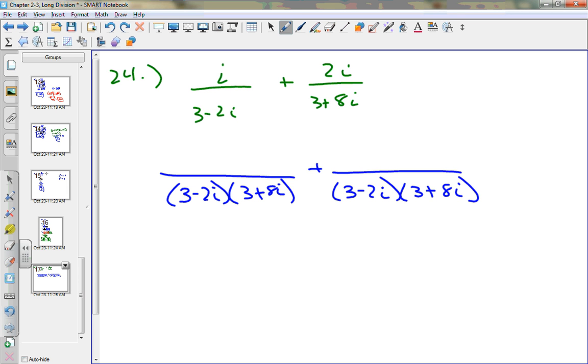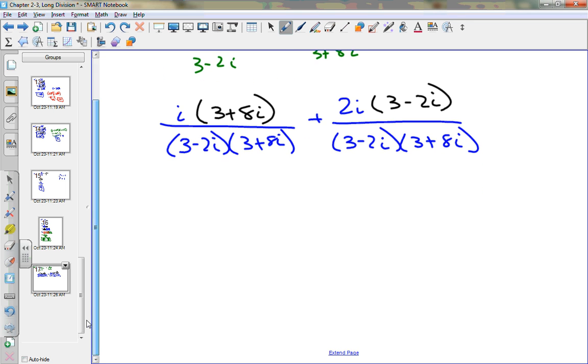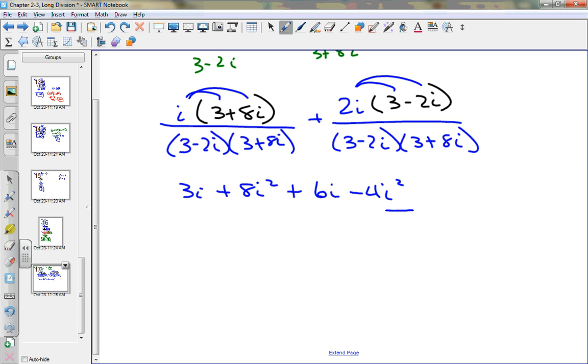So what did I multiply 3 minus 2i by to get the new denominator? So bring down the numerator and multiply by what you were missing. What did I multiply 3 plus 8i by? Bring down the numerator and then multiply by what you're missing. Marry them. Write them as one fraction. So that's going to be distributing 3i plus 8i squared plus 6i minus 4i squared all over this one denominator of 3 minus 2i times 3 plus 8i.